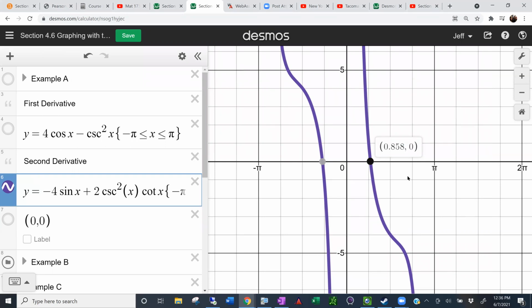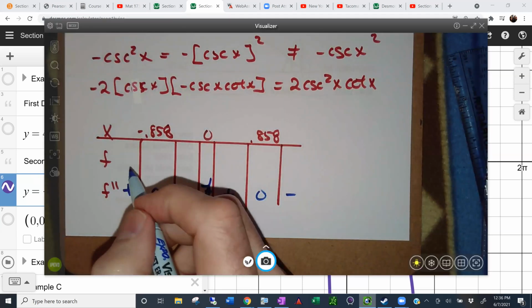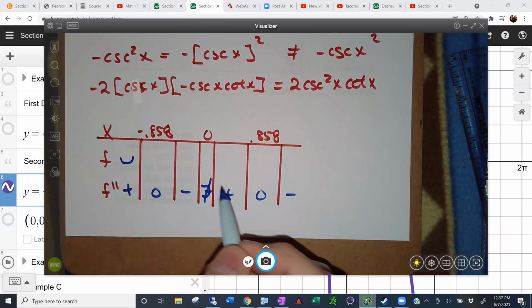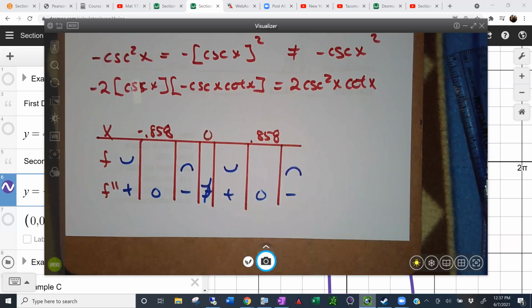So what does that tell us? Well, it tells us, again, some more stuff about our function. The function is concave up here, concave down, concave up, concave down.